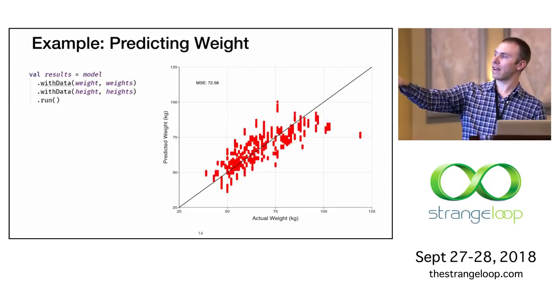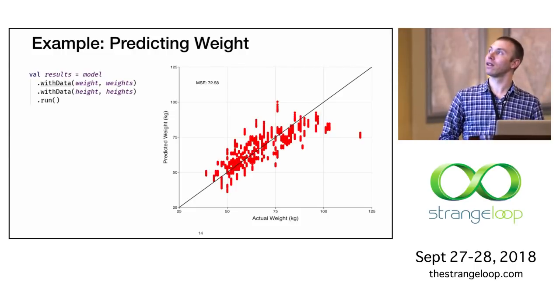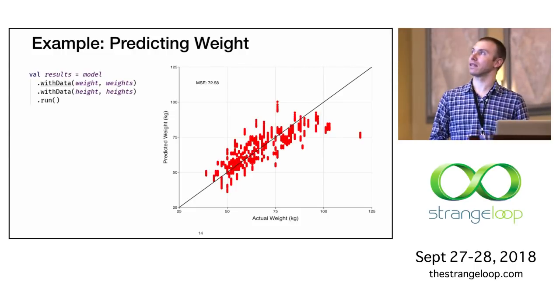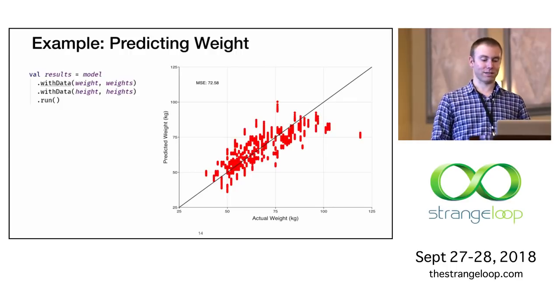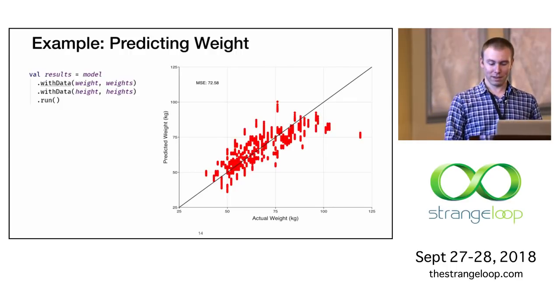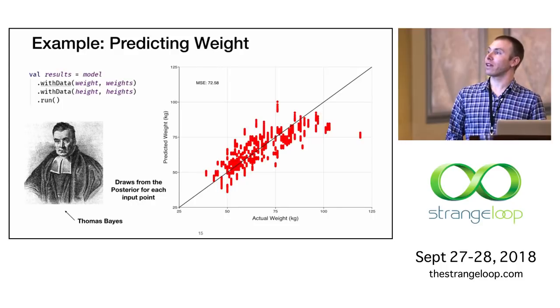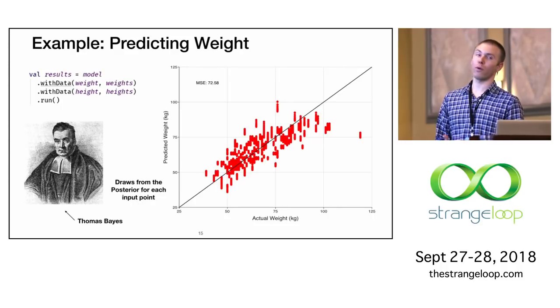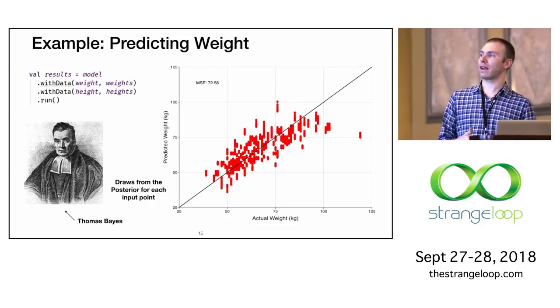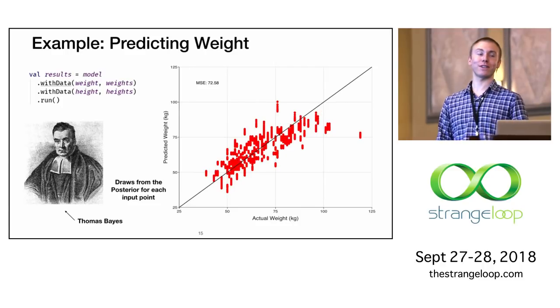And this is printing the actual weight on the x-axis and the predicted weight along the y-axis. And we can see that there's some error associated with that, so it's not a perfect model. And of course, if you look carefully, there's actually more than one prediction per actual point. These are draws from the posterior distribution.